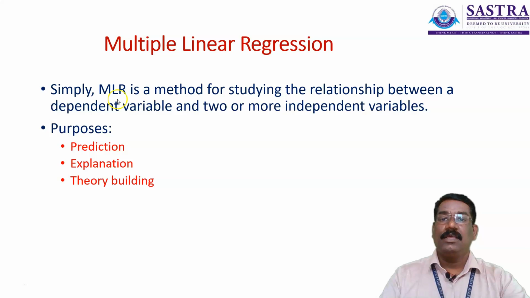Moving further, multiple linear regression is a method for studying the relationship between a dependent variable and two or more independent variables. The purposes we talk about are, one, predicting things, another, explanation, and the other, theory building. That's why we use multiple regression analysis.